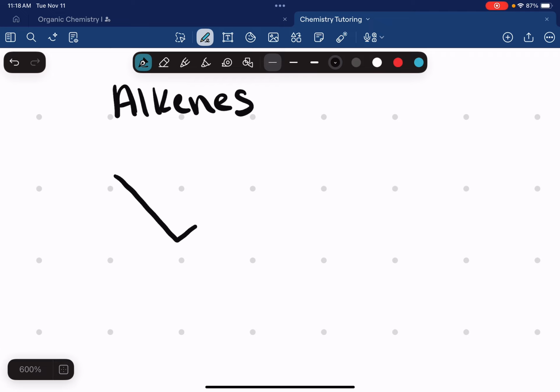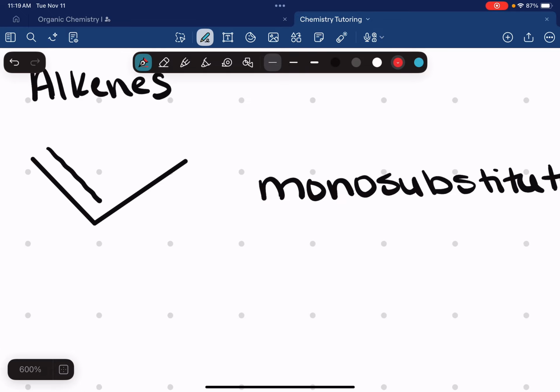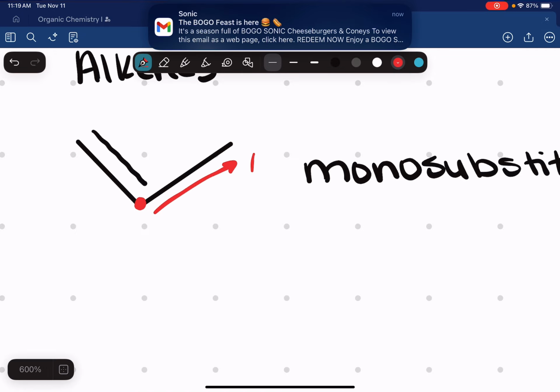So we've got a mono substituted. And that just means like the carbon of the double bond is only connected to one.